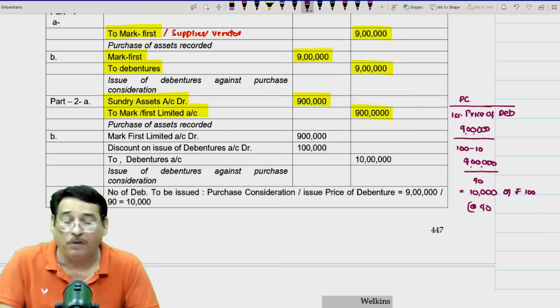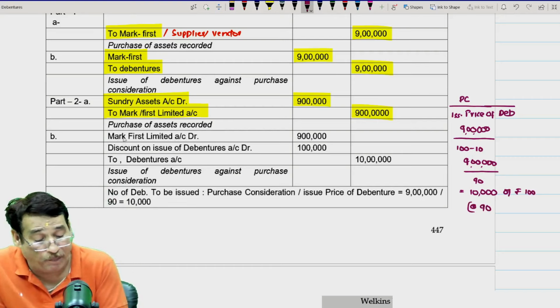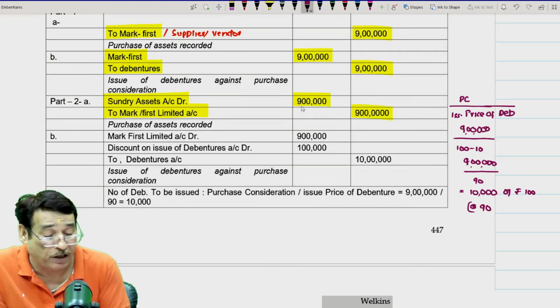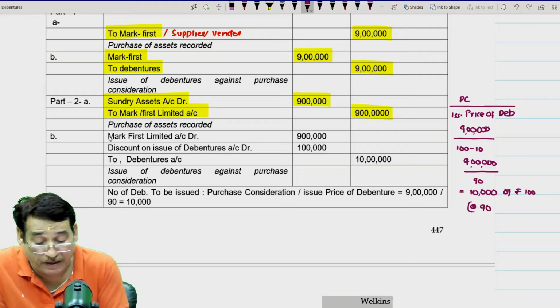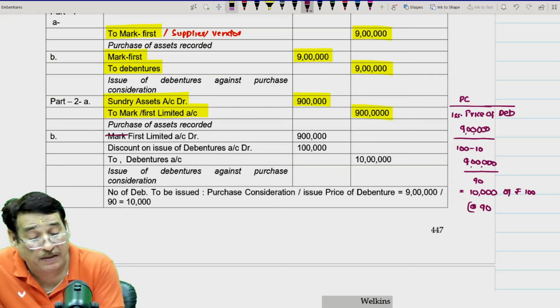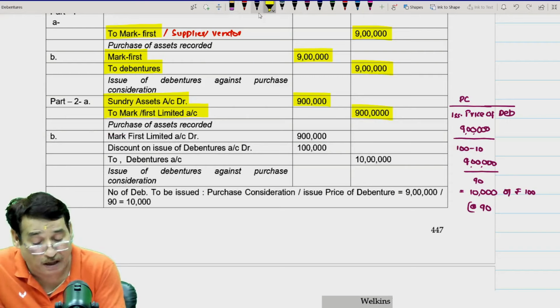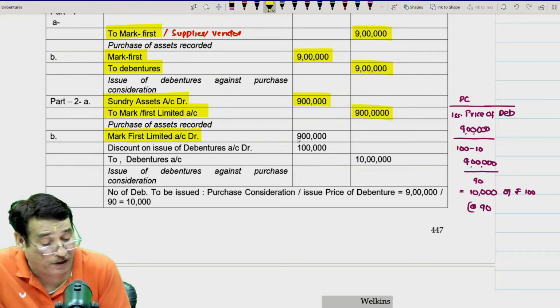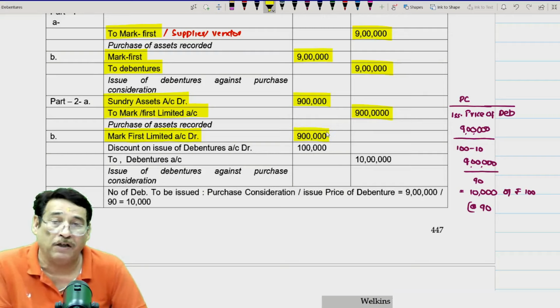Is it clear to you? So that is the reason I will pass the entry like this. First, I have written the entry: sundry asset account debit to Mark First account. Now my next entry will be: Mark First account debit. Mark First account, I will debit it by the amount of purchase consideration.